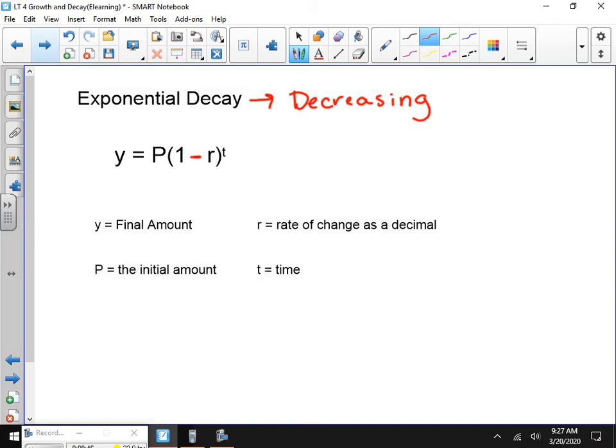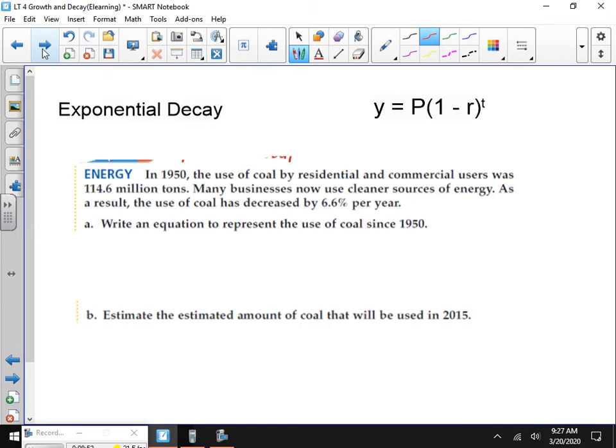All right, so we have this problem. Again, please don't write the whole problem down. We'll just write out the pieces of information that we need. So let's read it first. In 1950, the use of coal by residential and commercial users was 114.6 million tons. Many businesses now use cleaner sources of energy, and as a result, the use of coal has decreased by 6.6% per year. Okay, so the first thing I notice is that there's this word decrease, which means I have to use this formula. I have to use the one with the minus between the 1 and the R.